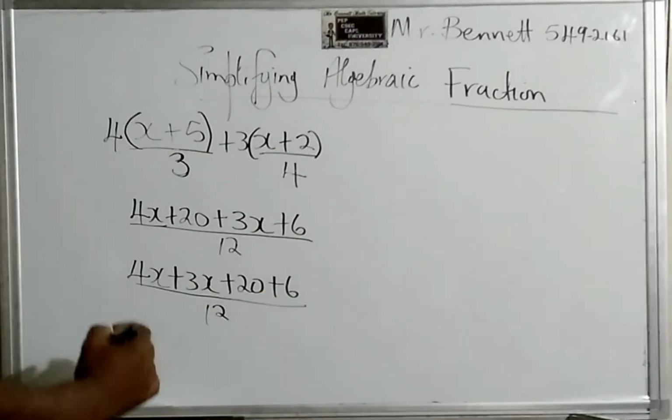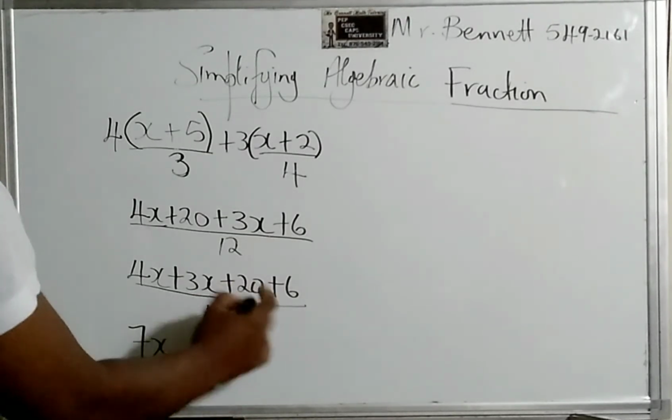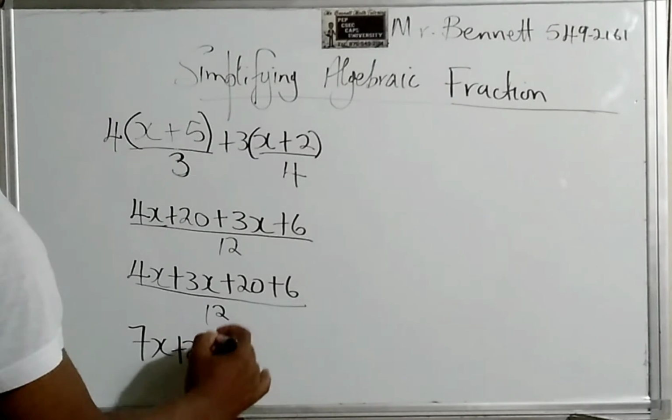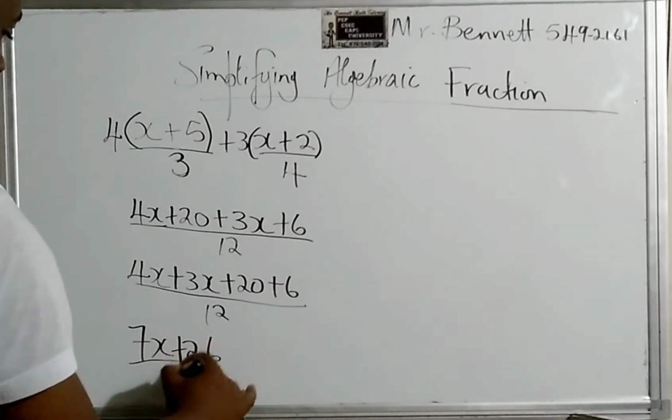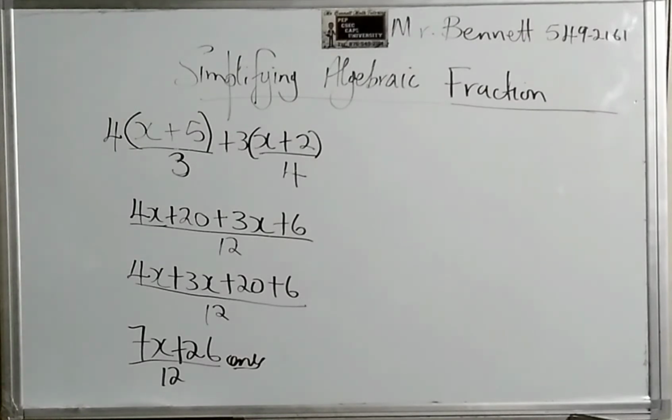Now 4x plus 3x will give us 7x, and 20 plus 6 will give us 26 over 12. And that will give you 2 or 3 marks, depending on the year. Let us look at another one.